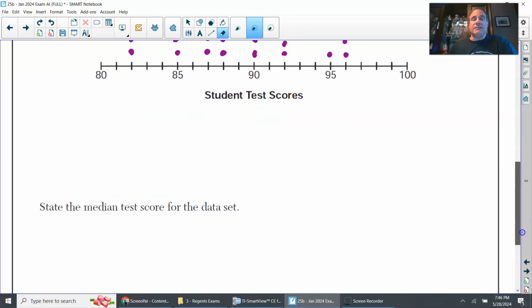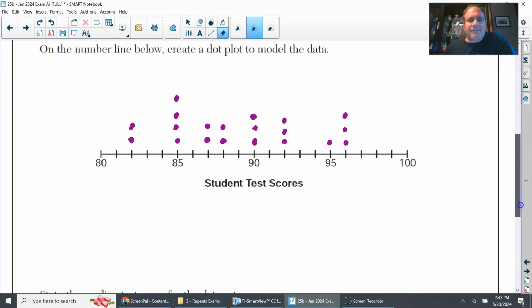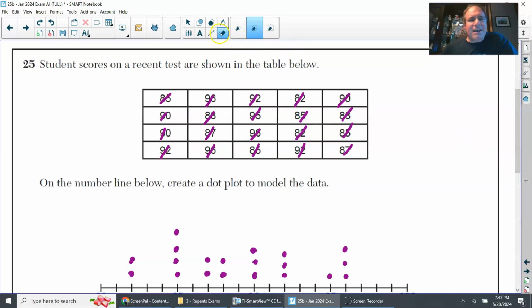Now, state the median for the test score. They didn't want to get, you know, it was just too easy to dot plot, I guess. So we have all of these numbers. I'm going to erase them. If you do it by hand, the median is kind of easy to do, but you could also put these all in a list and the calculator gives you the median.